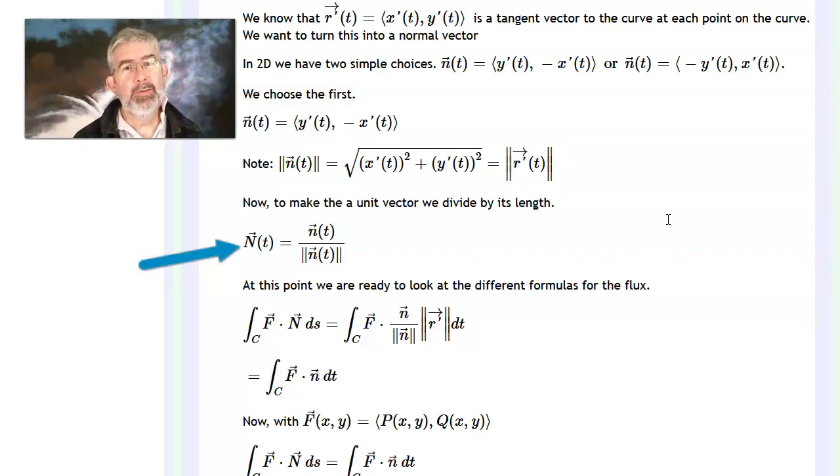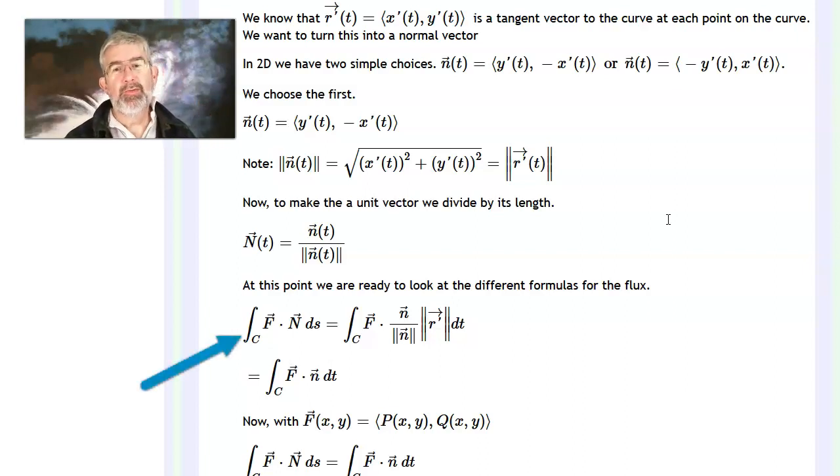Okay, so when we make a unit vector out of that lowercase n vector to get capital N, my unit normal vector, I'm just going to divide by its length. So now I'm ready to take a look at what this flux integral is. Okay, and so I want to do as I did with the tangential component. That is, I first find the normal component of the vector field across the curve and multiply that by a little bit of arc length. Okay, and then add it all up, so integrate it all.